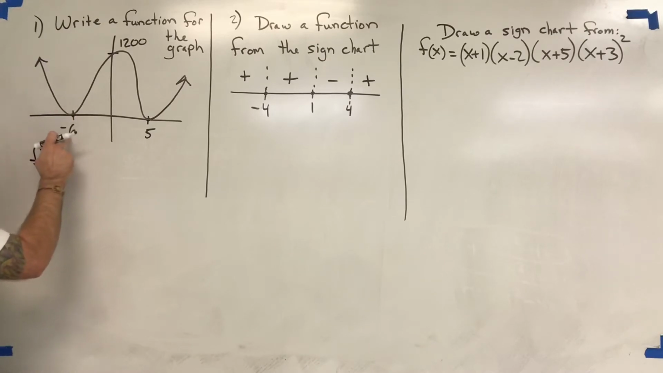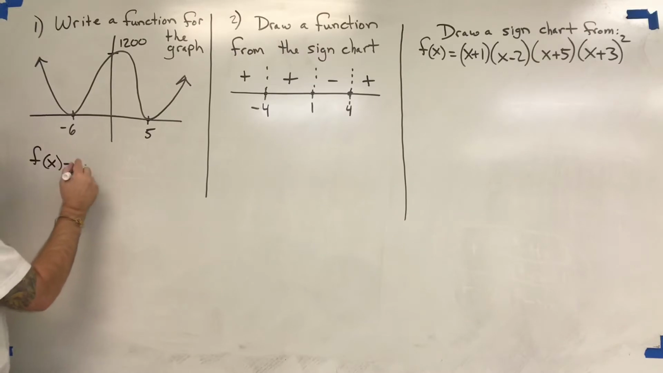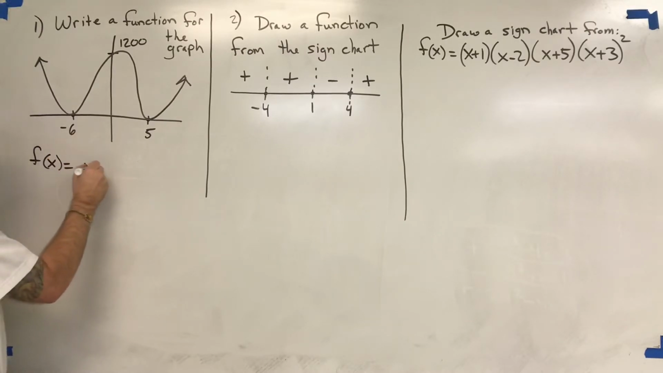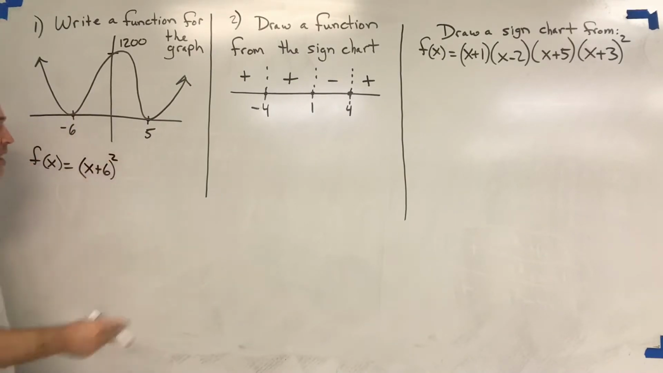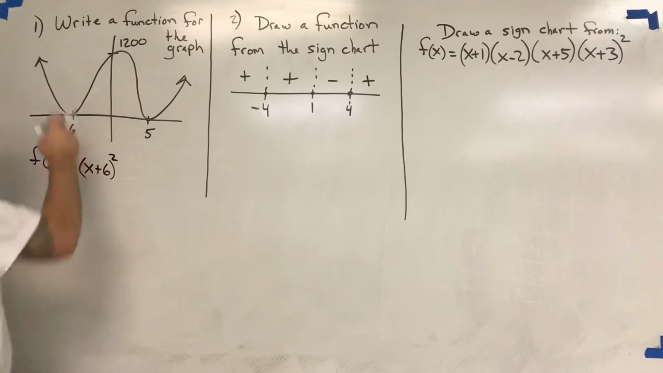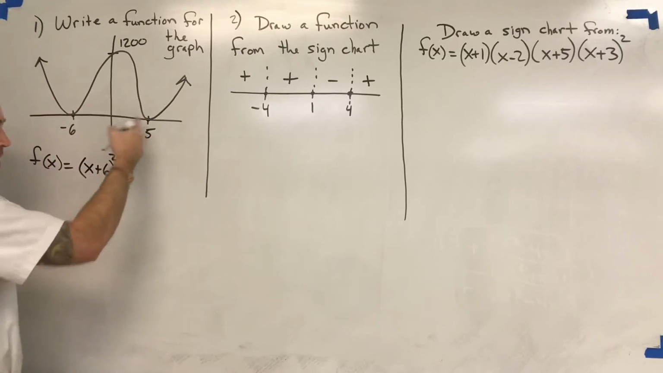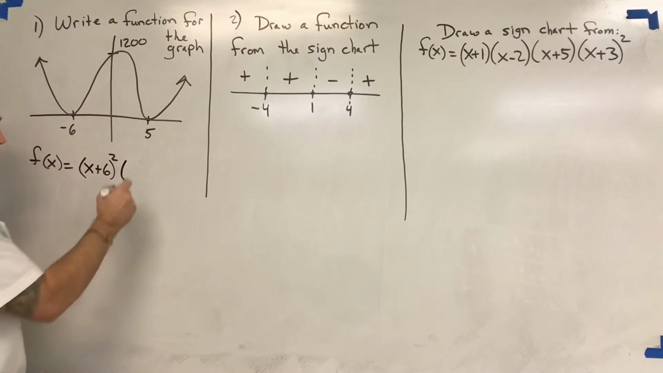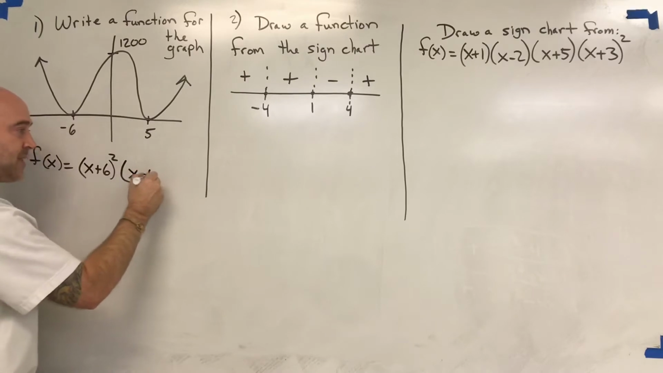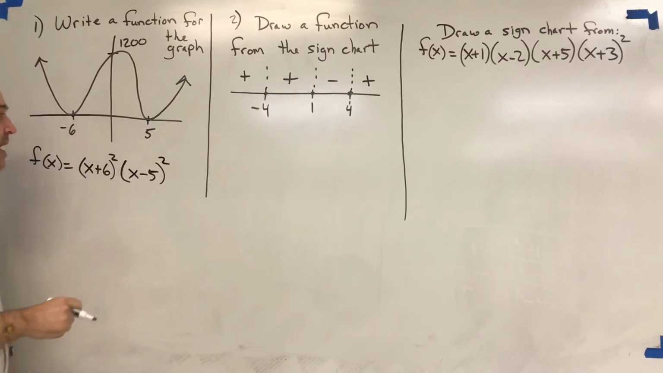so whatever this intercept is, the opposite of that number is what goes inside that binomial. So the opposite of -6 is +6. And then what did I say about the bounce? It's squared. It's kind of doubled on itself because it bounces. And then the same thing for this one. What would I write for a bounce at 5? It'd be x minus 5. And since it bounces, it's that squared idea.